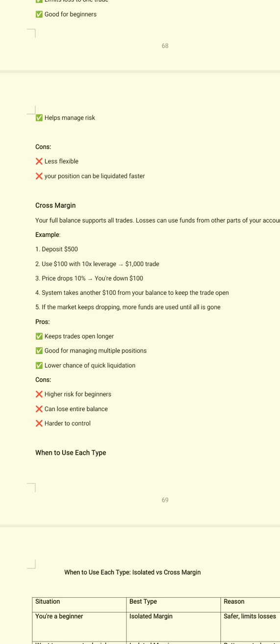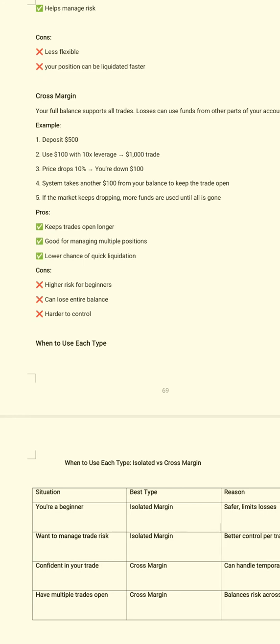So it keeps trades open longer. That is the advantage. Then it's good for managing multiple positions. Then it will give you a lower chance of liquidation. You will not quickly liquidate. Then let's check the disadvantages that follow it. Higher risk for beginners. You can lose the whole of your balance. Then it's hard to control. It's not easy to control.